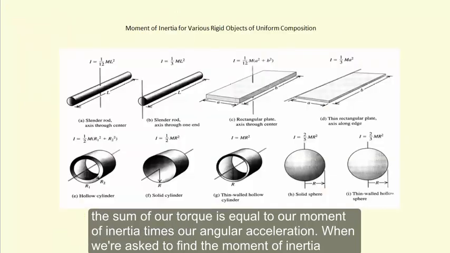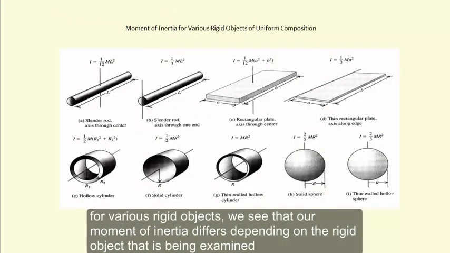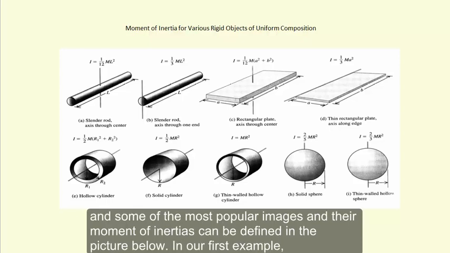When we're asked to find the moment of inertia for various rigid objects, we see that our moment of inertia differs depending on the rigid object that is being examined. And some of the most popular shapes and their moments of inertia can be seen in the picture below.